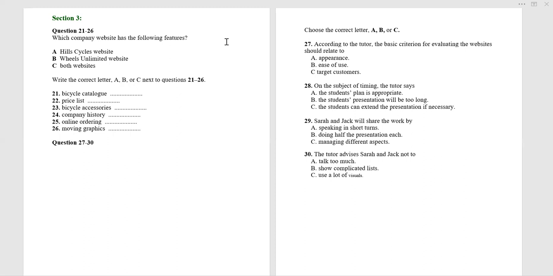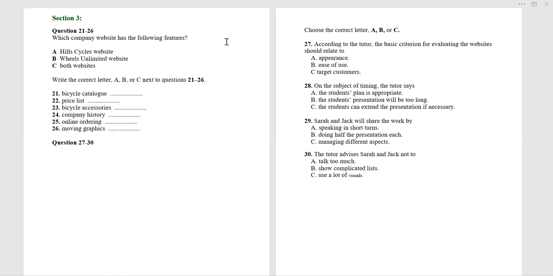What visuals are you going to use? We're going to use PowerPoint and a flip chart as well, so we can show two things at once. For example, we're going to start by showing the home pages of each website, and we're going to put up a list of key features on the flip chart at the same time.